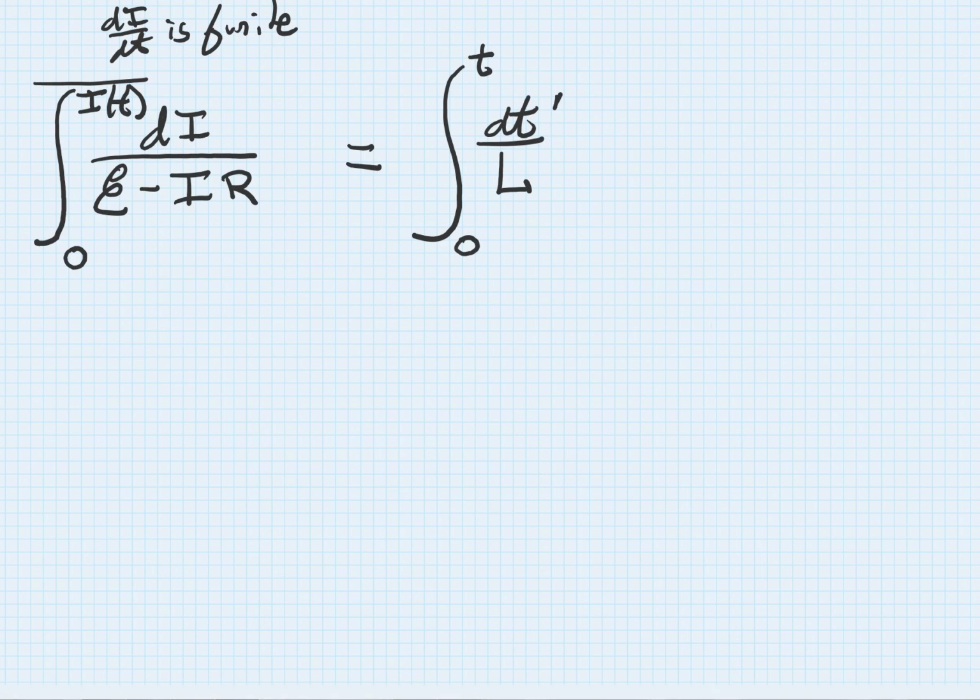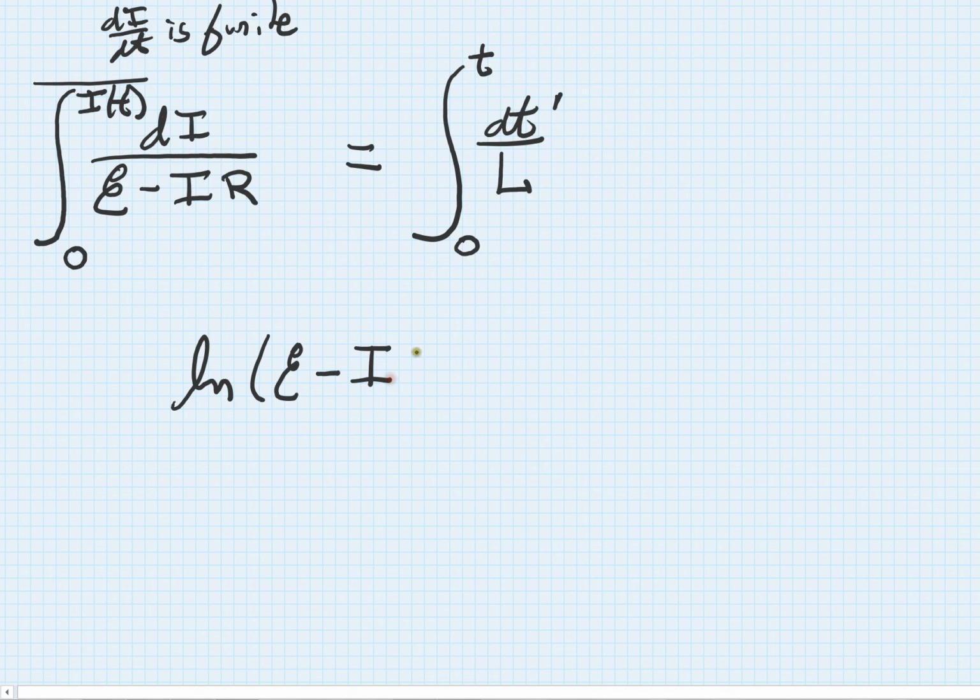Very good. Now we have a direct integration problem for us to try to solve. On the left-hand side, this looks like a logarithm, right? We've got 1 over something, so our best guess for that integral would be that it is the logarithm of the given quantity, E minus IR. And if I were to take the derivative of this, I would indeed get 1 over E minus IR.